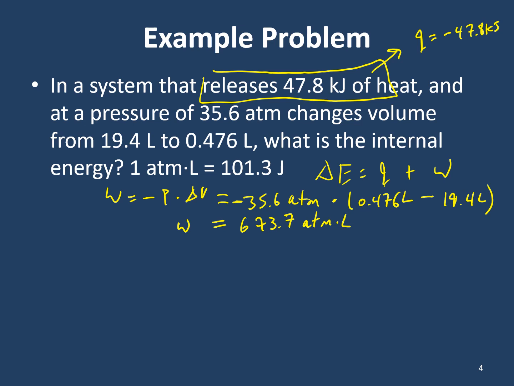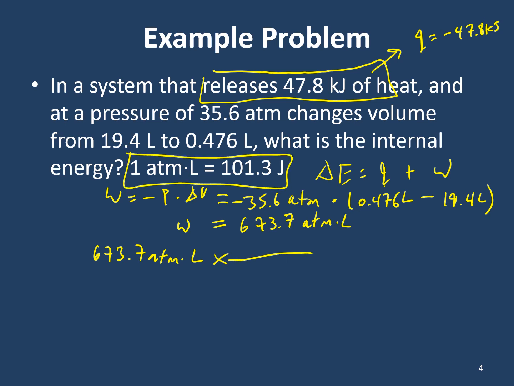Now, before I can add these two together, I need them in the same unit. So I need to take my 673.7 atmospheres times liters and go, hey, I know that according to this relationship here, 1 atm times liter is equal to 101.3 joules. I then want to convert to kilojoules because this guy's in kilojoules. So I know there are 1,000 joules in 1 kilojoule, and this is going to give me 68.2 kilojoules of energy, and it's positive because the equation spit out a positive value.